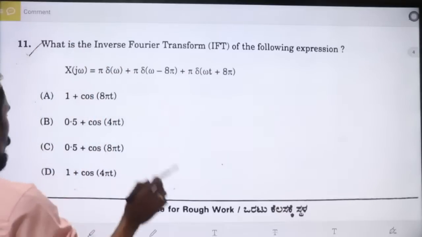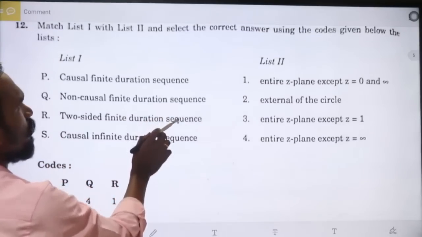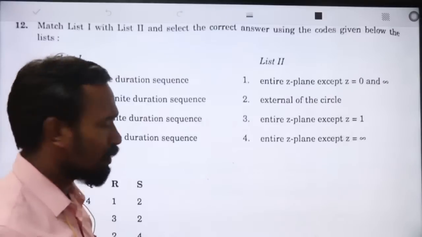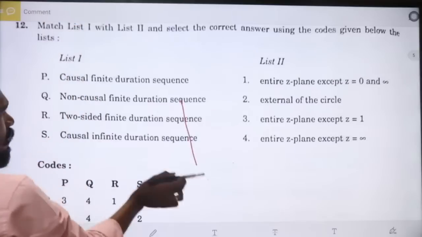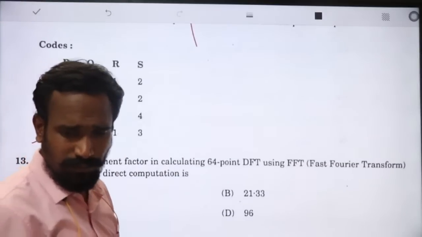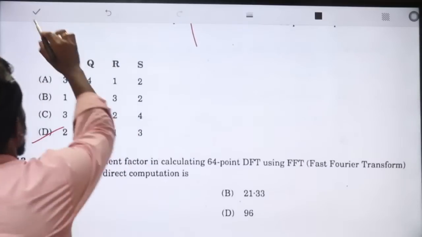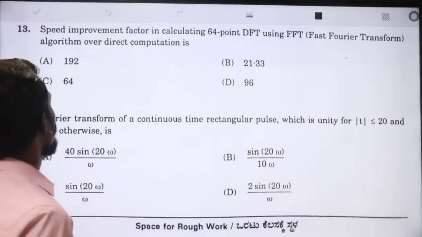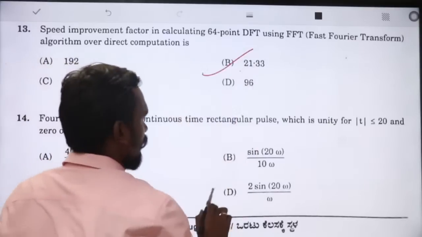Next, the 12th one is also from signals and systems. The 12th answer is D, sir. The 12th answer is D. Next, the 13th and 14th are also from signals and systems. The 13th answer is B and the 14th answer is D.